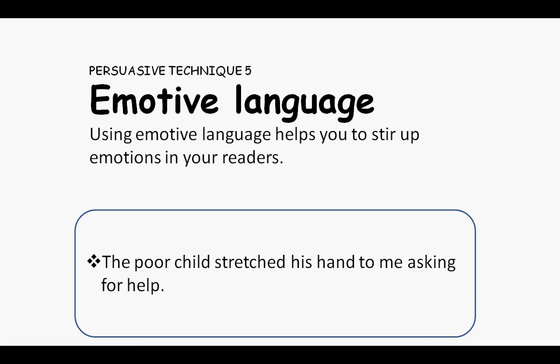Here, very emotive, this sentence you can find. The poor child stretched his hand to me asking for help. So the word poor, stretched his hand, this gives you the image which arouses or stirs up your emotion in order to sympathize with this poor child.